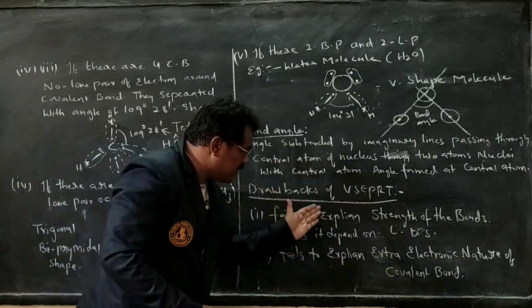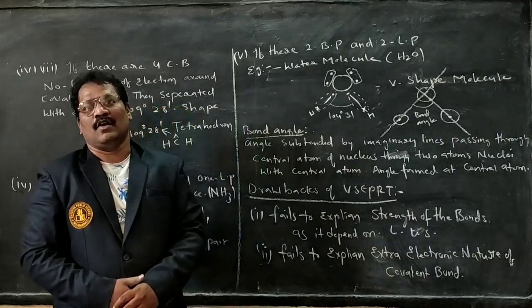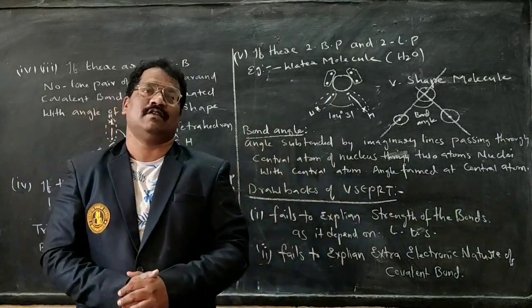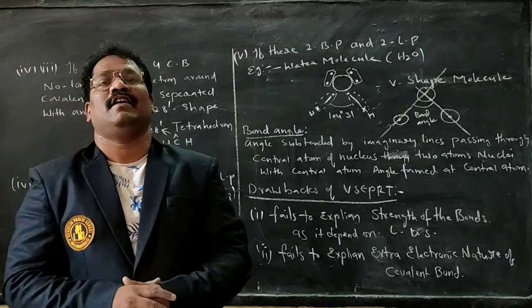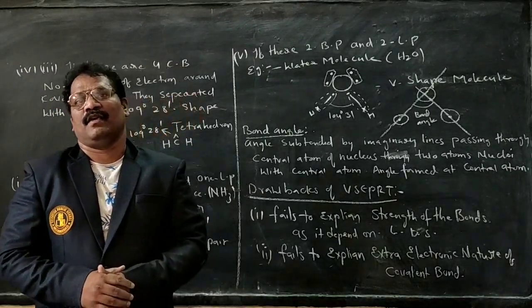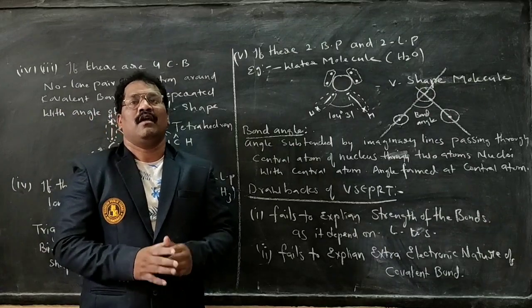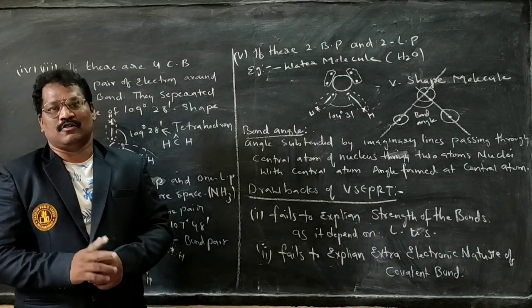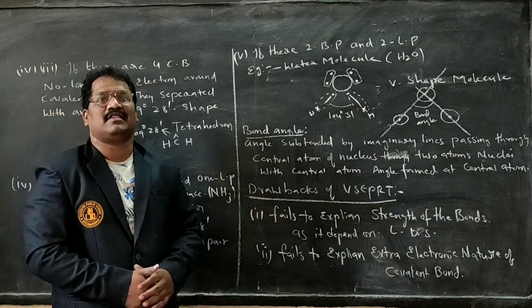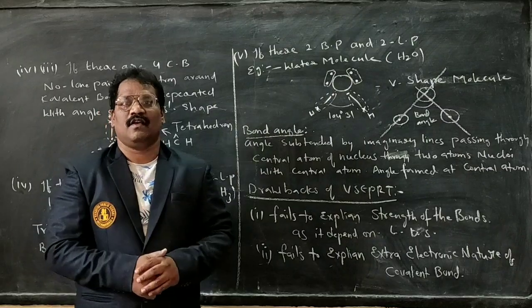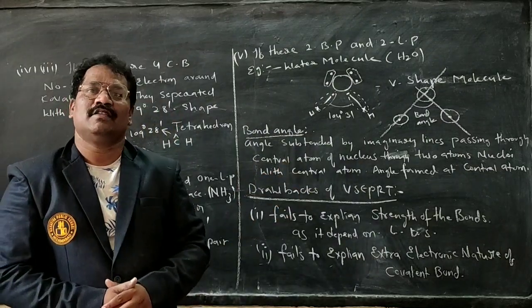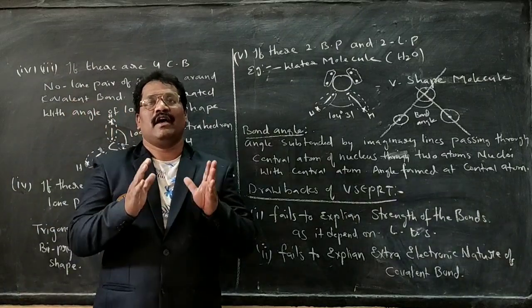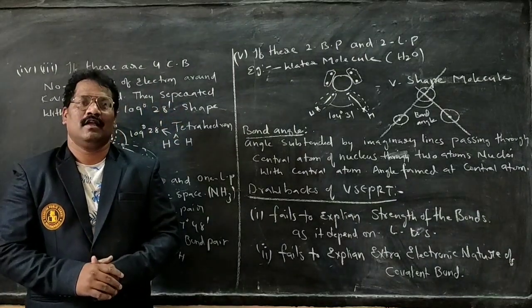So, to overcome these 2 drawbacks, one more theory came into existence. The theory is called valency bond theory, which was proposed by Pauling. Tomorrow we will discuss the valency bond theory. By this, we have completed our concept called valency shell electron pair repulsion theory.